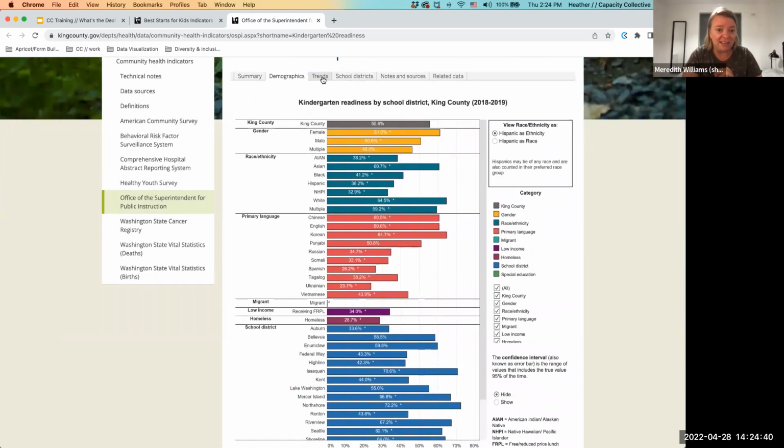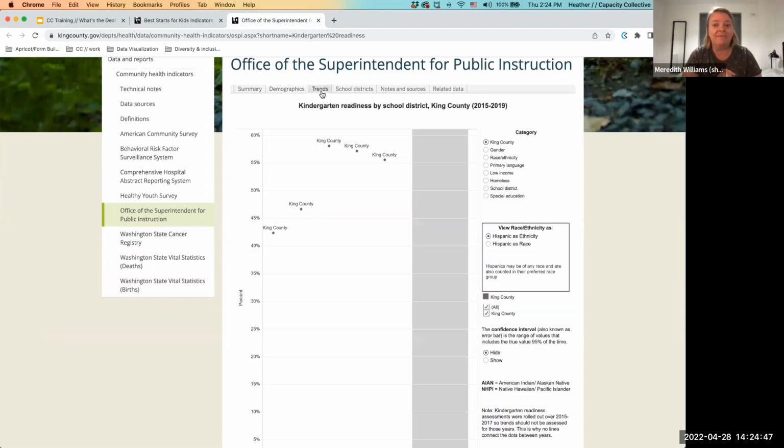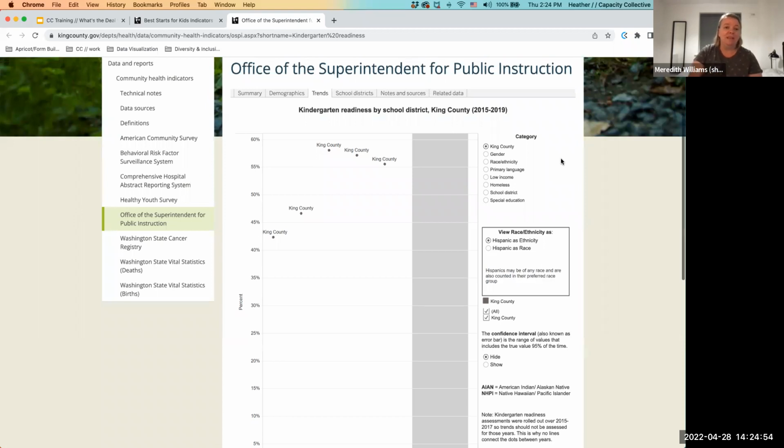So it's pretty fascinating that you can look at it in all these different ways. And then you'll see there's a tab there that says trends, right? So it does actually show you how King County's kindergarten readiness has changed over time. And we all know that when we're trying to move the needle on something huge like kindergarten readiness, things take time, but it's here for you to be able to browse and see, has there been any changes over time? And of course it takes years to measure those things.